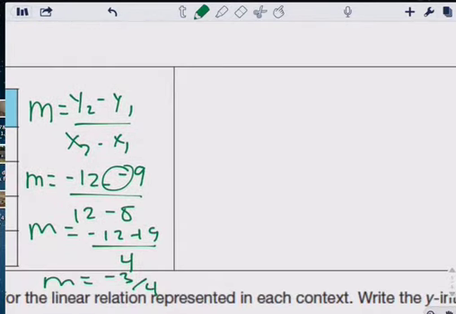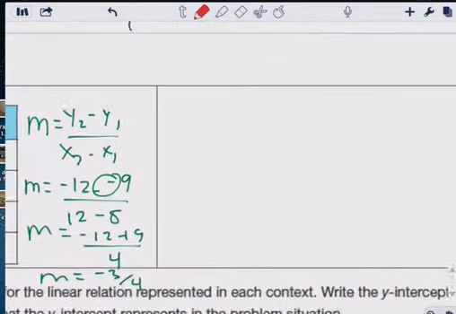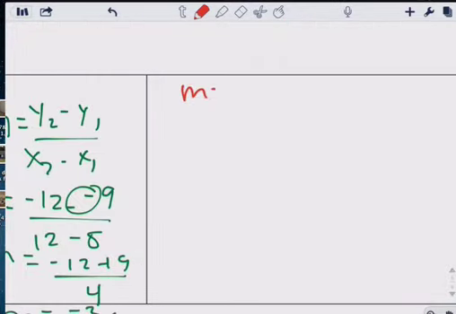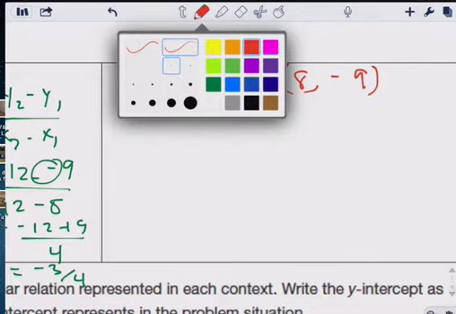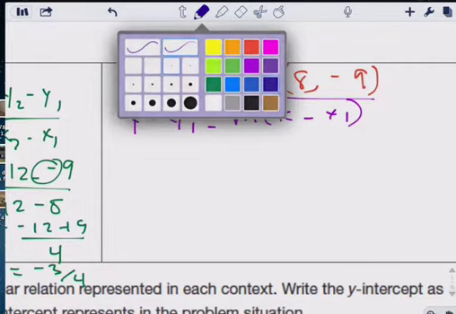Okay. So I'll choose the first one, 8 and negative 9, as my dot. M equals negative 3 over 4. The coordinate we choose, 8 and negative 9. So let's write the formula. Y minus y1 equals M parentheses x minus x1. Point and slope formula, that's what we call it.